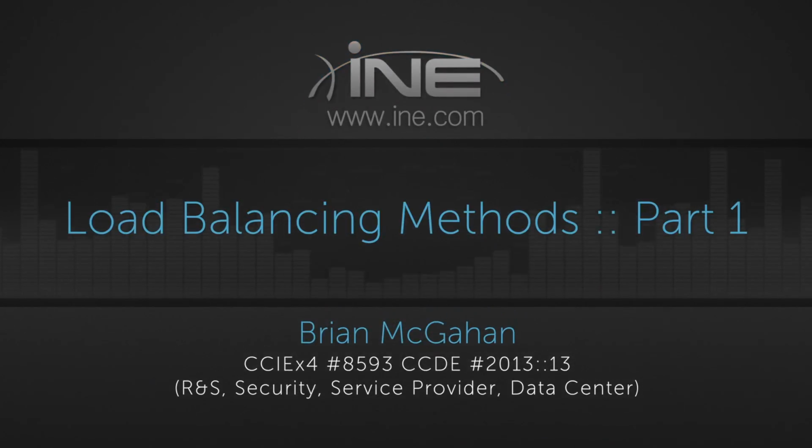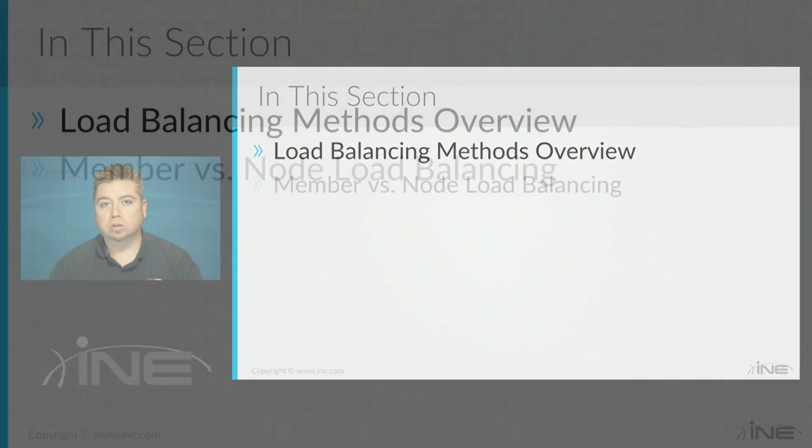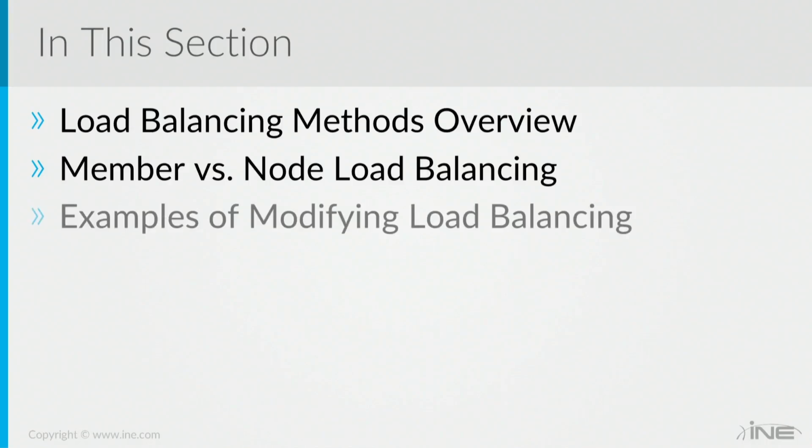In our next section, we're going to look at the different load balancing mechanisms that LTM has available and talk about specifically how it chooses from either the nodes or the pool members where it's going to direct traffic to. We'll talk about the difference between making a load balancing decision based on the members of a pool versus the node, and then we'll look at some examples of how we can modify the default load balancing mechanisms and then also verify specifically how the traffic is being distributed from the outside to the inside.